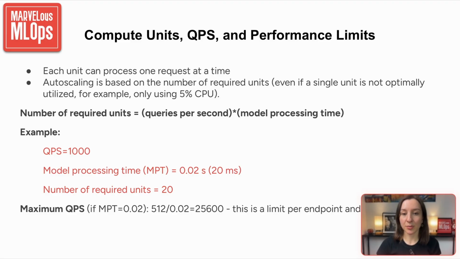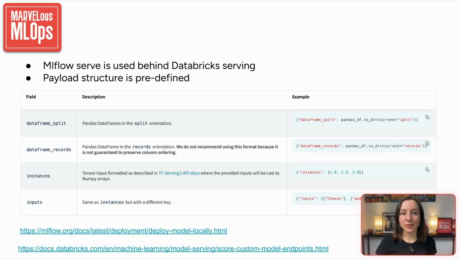And there is a hard upper limit to this. A maximum of 512 units can be allocated per endpoint and per workspace. So the maximum achievable QPS at 20 millisecond latency would be around 25,600. Databricks is using MLflow behind the serverless endpoint, and it supports different dictionary payload structures, which you can see in this table. And we will also see some examples in our code base.